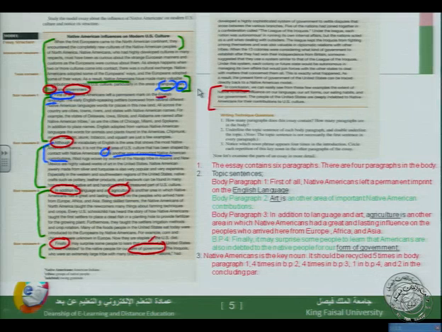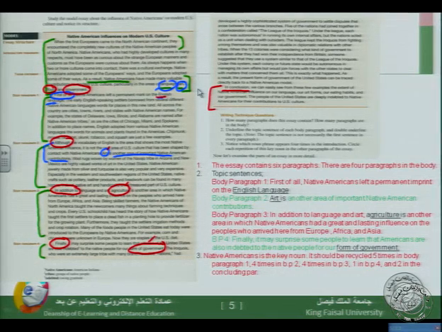Well, the topic sentence in body paragraph 1, if you look, is "First of all, Native Americans left a permanent imprint on the English language." The topic sentence of body paragraph 2: "Art is another area of important Native American contribution." The topic sentence of paragraph number 3: "In addition to language and art, agriculture is another area in which Native Americans had a great and lasting influence on the peoples who arrived here from Europe, Asia and Africa."